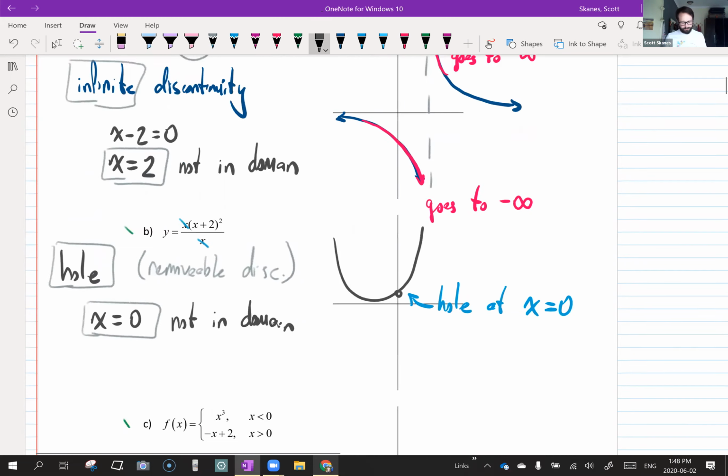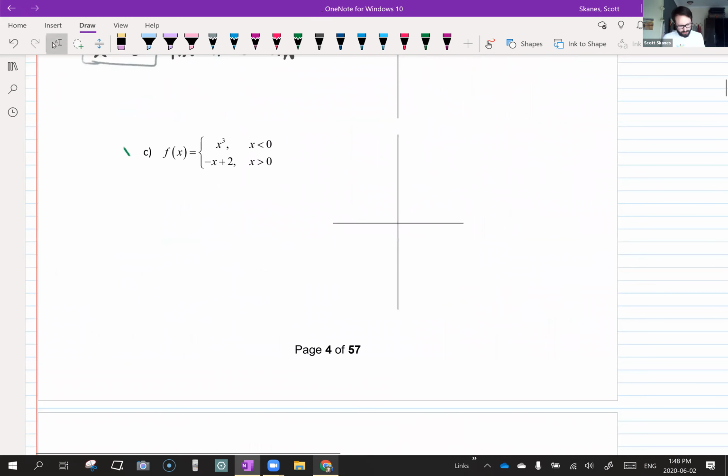So first we had our infinite, second we had our hole. Third type, I can pretty much tell, this is a piecewise function. It's kind of two functions put together. It's probably going to have a jump. So I'll draw it for you. You put it on Desmos, it looks like this. I'm just making it simple. I'd only ask you to check this as a multiple choice anyway.